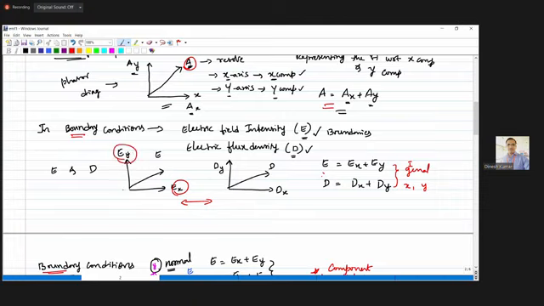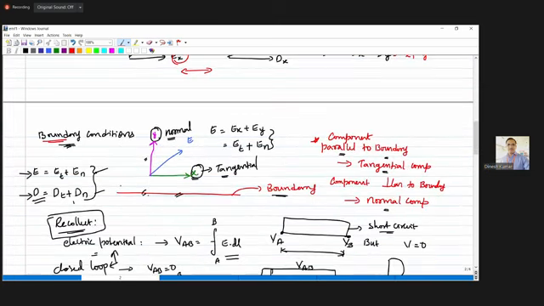Transforming these two components with respect to the boundary conditions, I have written E is equal to tangential component plus normal component. Similarly, I have applied it for electric flux density, that is D. We will perform the analysis of the flow of electrons by having the conditions for E as well as for D.